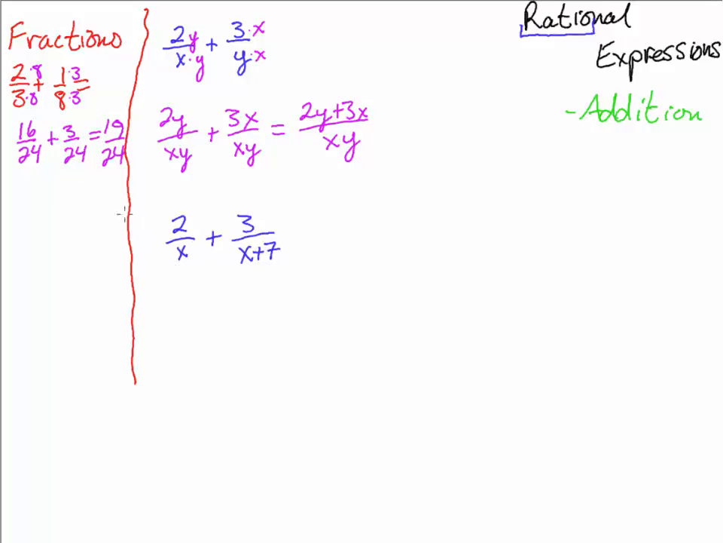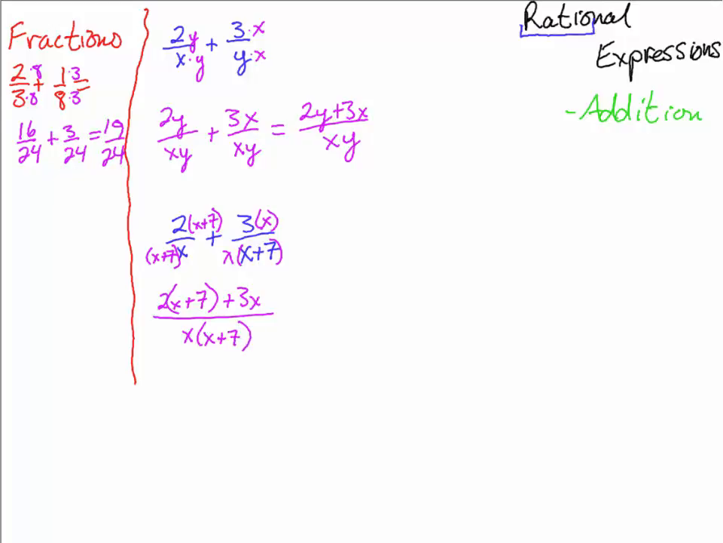We've got to get a common denominator just like we did with the 3 and the 8 by multiplying them together. All we do is say, oh, this guy needs an x plus 7 on top and bottom. And this guy needs an x on top and bottom. Well, look at what we just created. Here we have 2 times x plus 7 plus 3x all over this same common denominator, which is x times x plus 7.